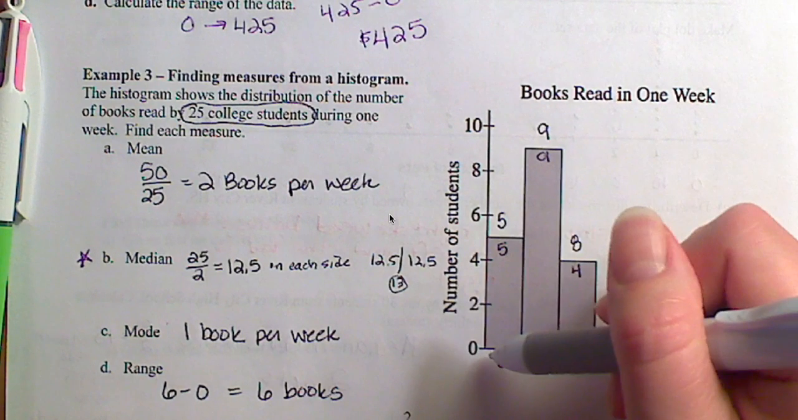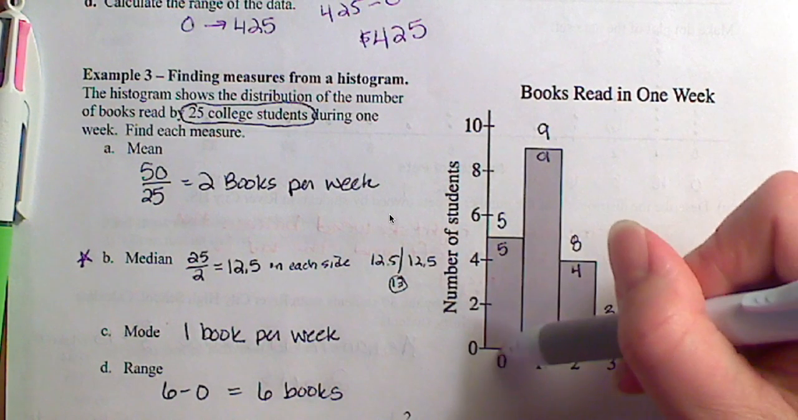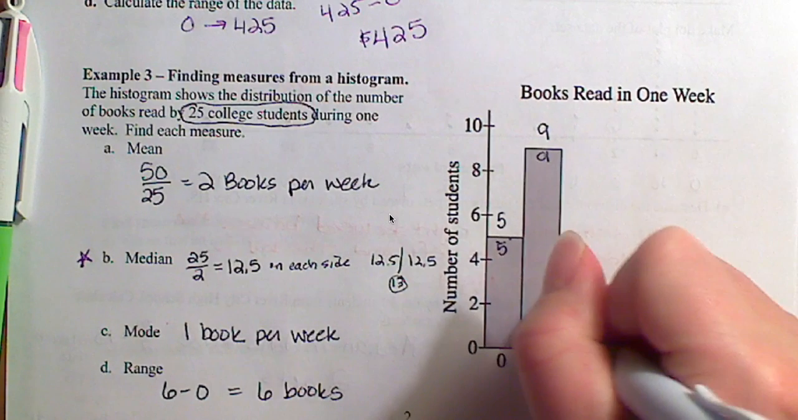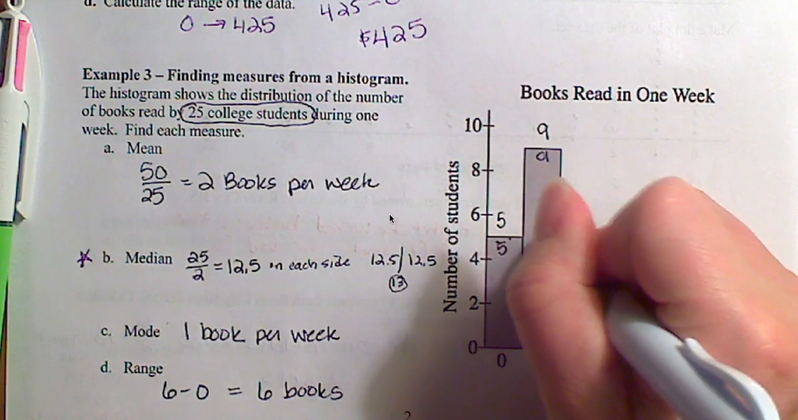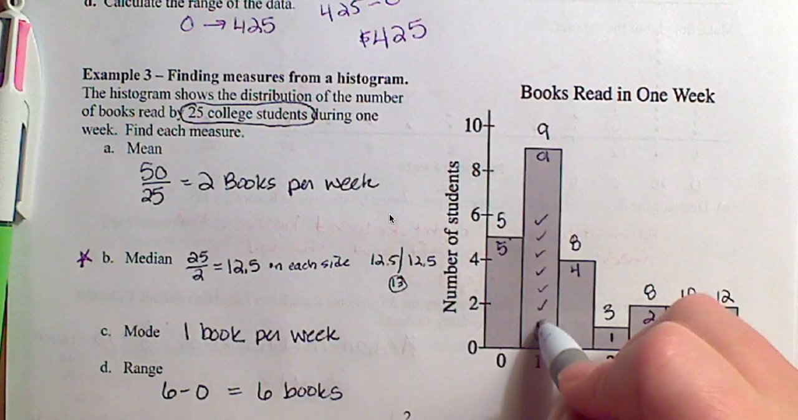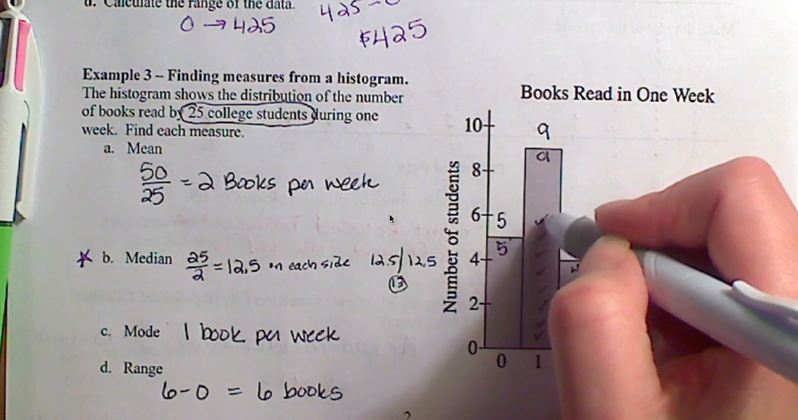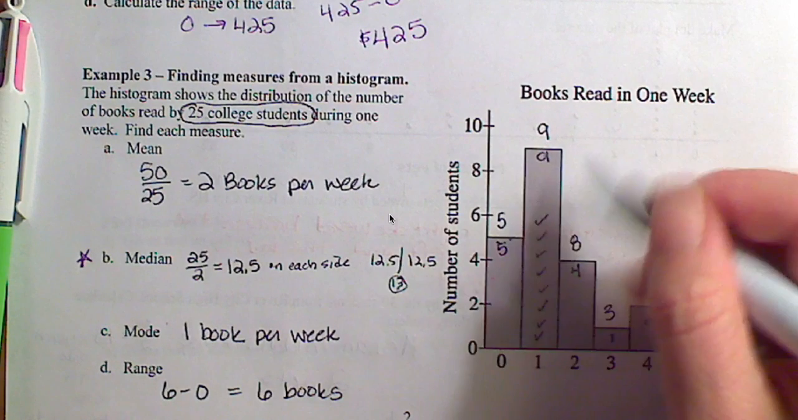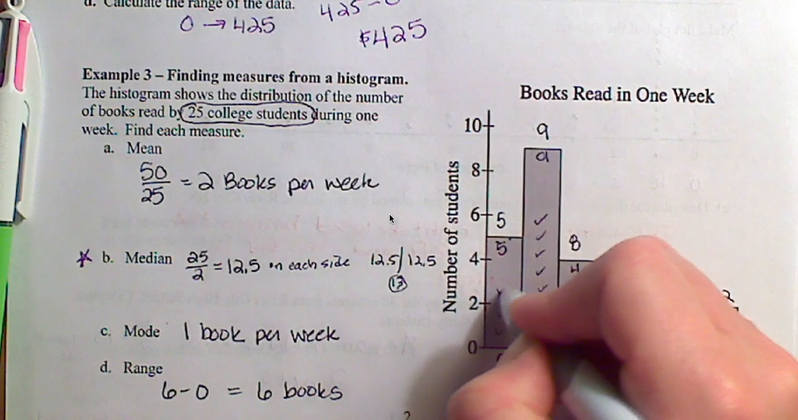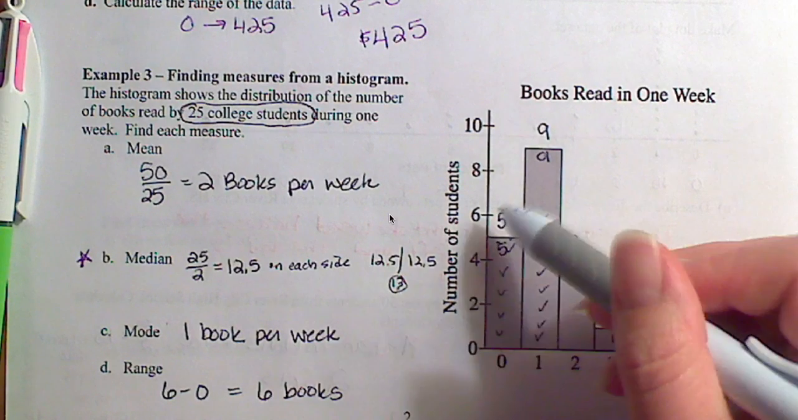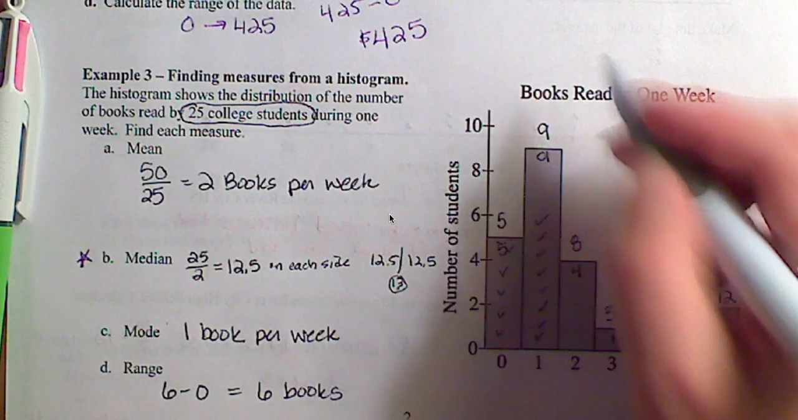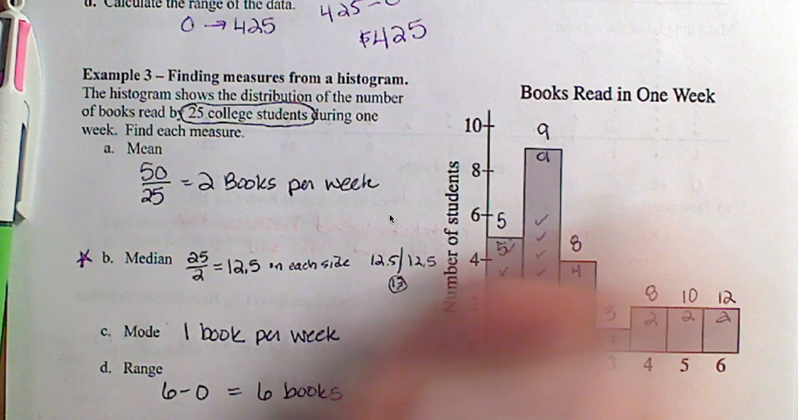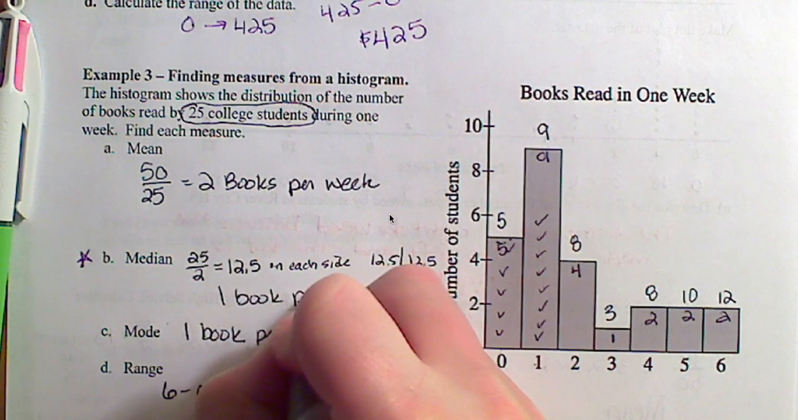Now here's how this works. Always start from the bottom, okay? We have 5 values in here, 1, 2, 3, 4, 5, and we have 9 here. So we go 6, 7, 8, 9, 10, 11, 12, 13. So when I find the 13th value, I'm still in this bar, because the first 5 were here. And then we kept counting, and when we got to the 13th value, it was here in this bar. So that means that the median is 1 book per week.